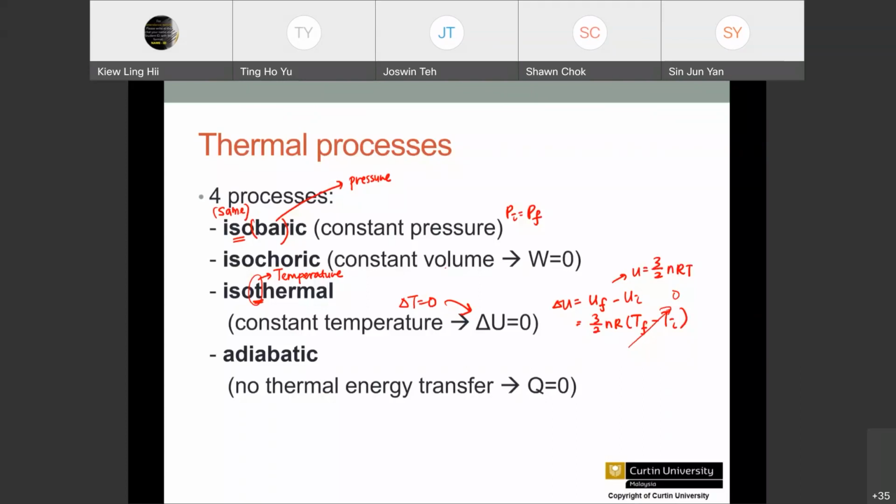So there are 3 iso, 1 adi. The 3 iso here refer to the constant value of the 3 variables P, V, T. So only this adi is different from them. Remember, this one is only for Q, meaning there is no heat transfer. Q equals 0. All right. So the remaining iso, this is also taught by your seniors. They told me isobaric means constant pressure.